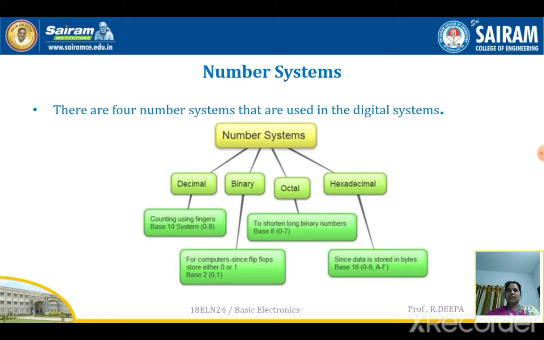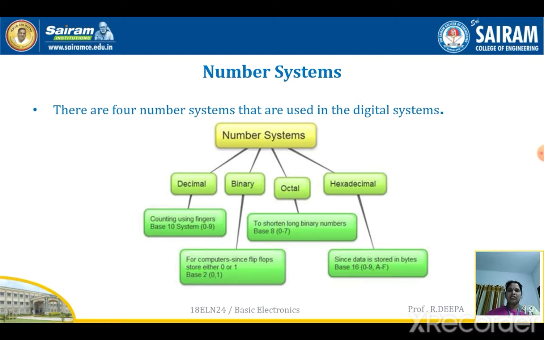So, number systems. There are 4 number systems that we use in digital systems: decimal, binary, octal and hexadecimal. The decimal system is basically what we normally use, with base 10, and consists of digits from 0 to 9. For the binary, it is either 0 or 1, represented as either high or low, and the base is 2 for the binary system.